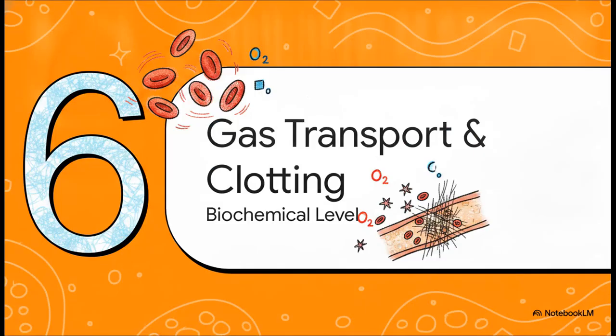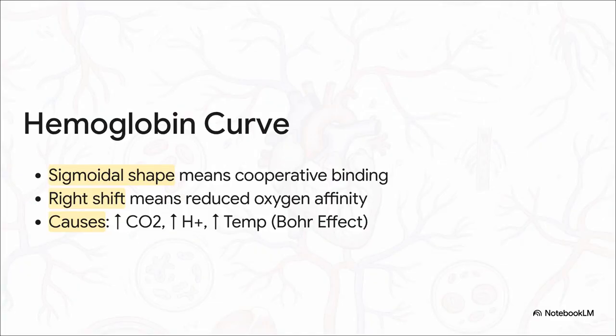Section 6. Gas transport and coagulation. Let's zoom all the way down to the biochemical level to see how we exchange gas and repair the vessels. The hemoglobin-oxygen dissociation curve has a very distinct sigmoidal or S shape. That shape proves that hemoglobin binds oxygen cooperatively, meaning the more oxygen it binds, the easier it becomes to bind the very next one. You absolutely have to know the Bohr effect.